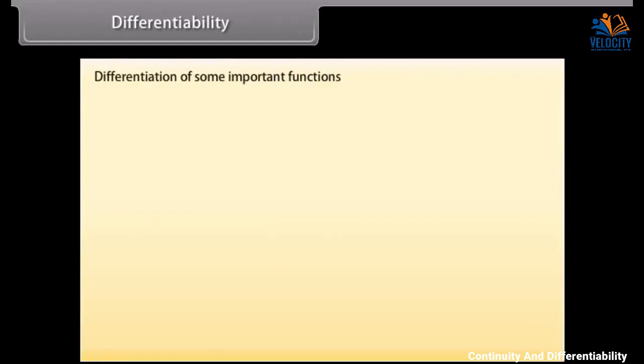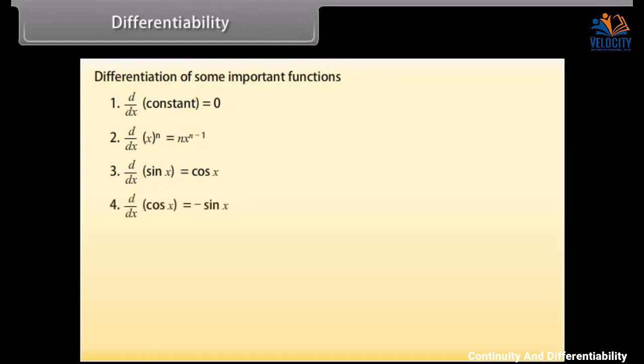Differentiation of some important functions. 1. d/dx of a constant is equal to 0. 2. d/dx of x raised to power n is equal to n into x raised to power n minus 1. 3. d/dx of sin x is equal to cos x. 4. d/dx of cos x is equal to minus sin x. 5. d/dx of tan x is equal to sec square x.